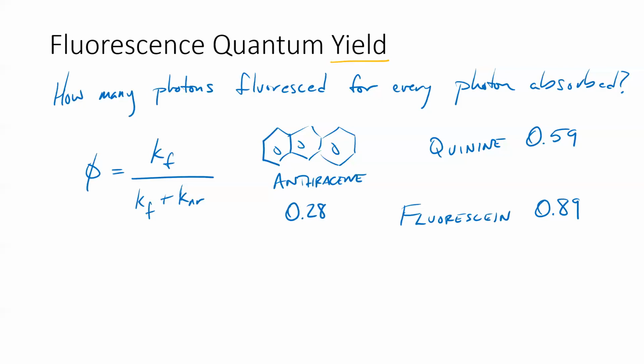Of course, the better our molecule is at fluorescing, the more likely it is we're going to see it, right? Again, if we shine 100 photons on anthracene, we're only going to get 28 photons out. If we shine 100 photons on fluorescein, we're going to get 89 photons out. And so we're more likely to see the fluorescein molecule in a single molecule experiment than we are anthracene.